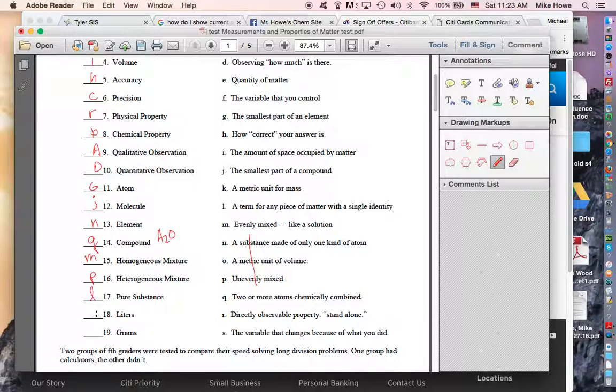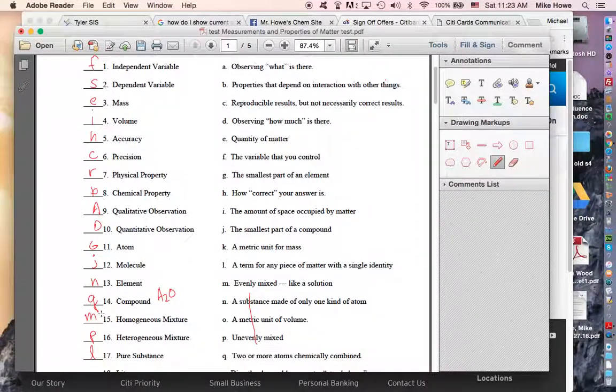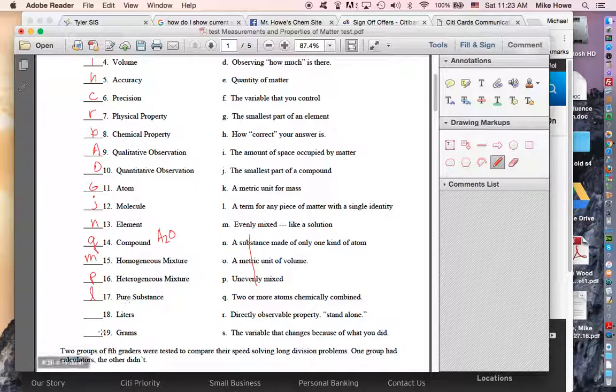All right, liters. Liters are a unit of volume, and grams are a unit of mass. All right, so which two choices have we not used? I should be checking these out. The metric unit of volume is liters, and the metric unit for mass is grams. So there you have it.